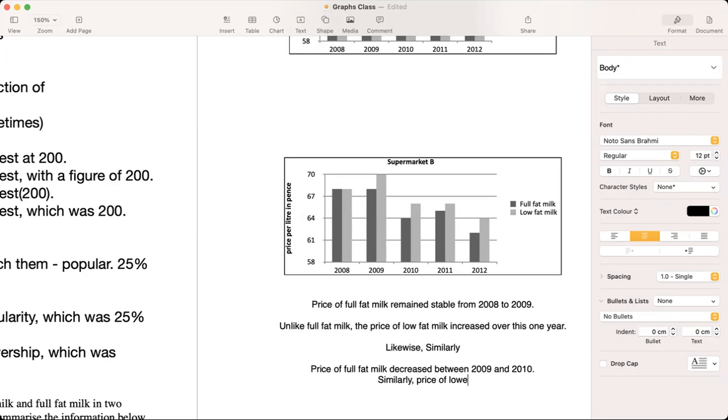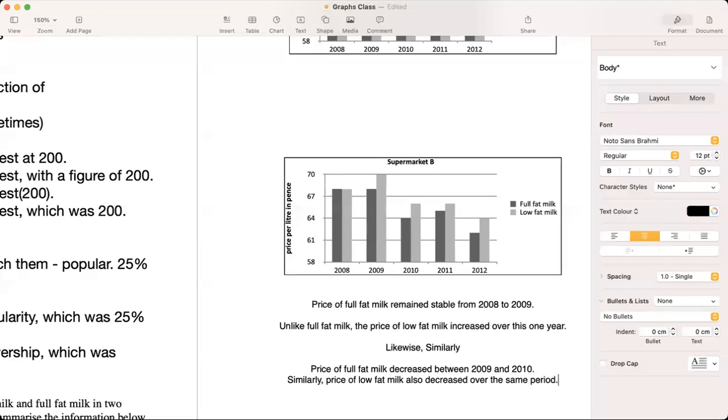price of low fat milk also decreased over the same period. So इसी दौरान price of low fat also decreased similarly because it's the same trend. Is it clear? You can use this also, but don't overuse it. मतलब use it once or twice in a graph. Yes, Palak?